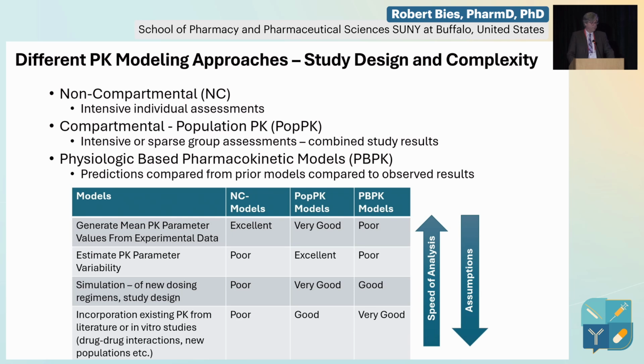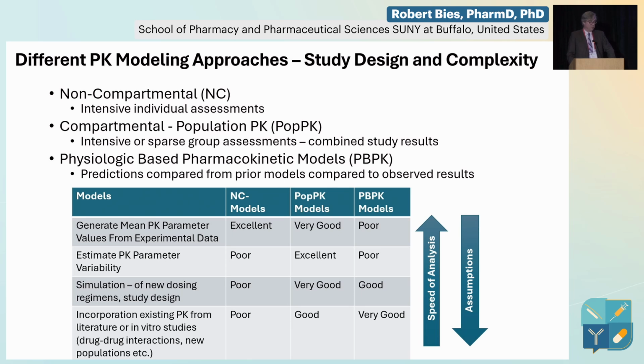There are compartmental pharmacokinetic models, including population pharmacokinetic models that can use intensive or sparse group assessments and are readily amenable to combining study results. And then physiologically based pharmacokinetic models, which really are oriented towards predictions generated by prior models and compared with observed results. And as we go from non-compartmental to physiologically based pharmacokinetic models, the number of assumptions increases.